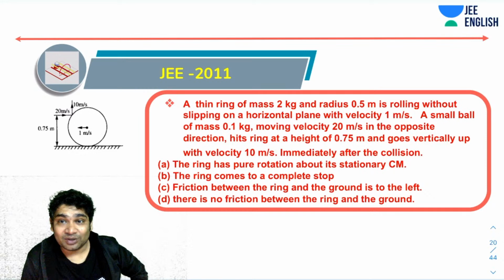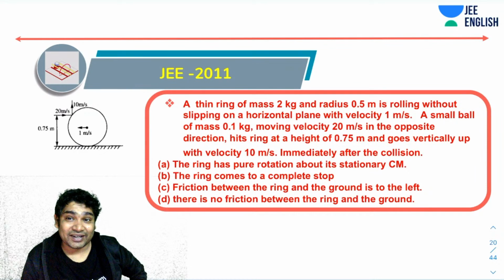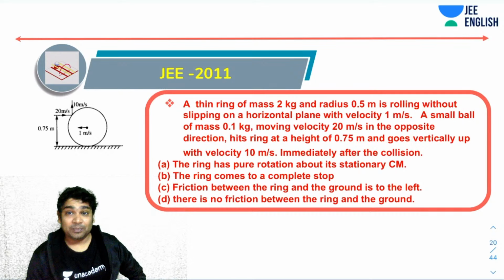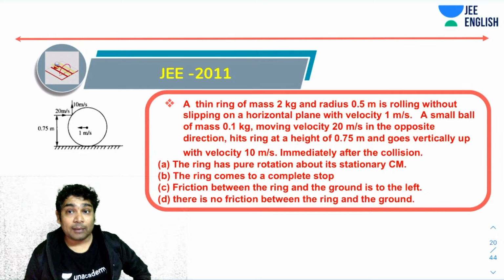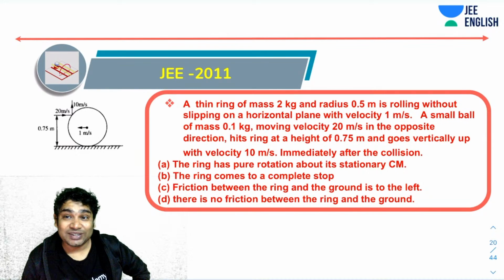immediately after the collision. Now, option A says the ring has pure rotation about its stationary CM. So guys, you should be paying attention. We have moved on to the next question. Option B says that ring comes to a complete stop. Option C says that the friction between the ring and the ground is to the left. And option D says there is no friction between the ring and the ground.